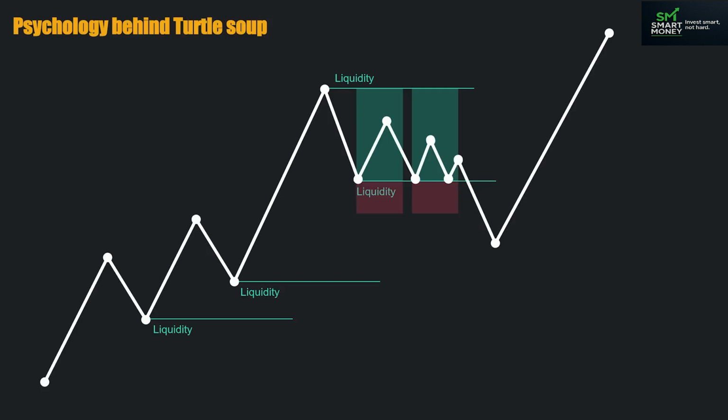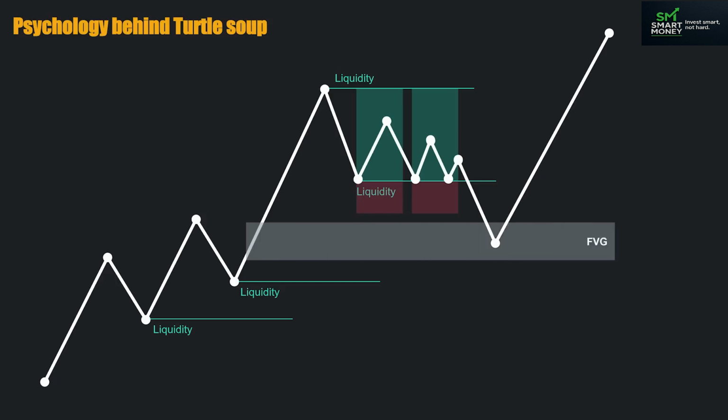Things get even more interesting when a fair value gap exists just below this liquidity pool. This creates a high-probability trade opportunity in this area. Since liquidity is resting below the support level, there is a strong chance that price will break below the support, sweep liquidity, and then reject the fair value gap to the upside. Once this rejection occurs, price is likely to gain bullish momentum, push higher, and continue the uptrend.